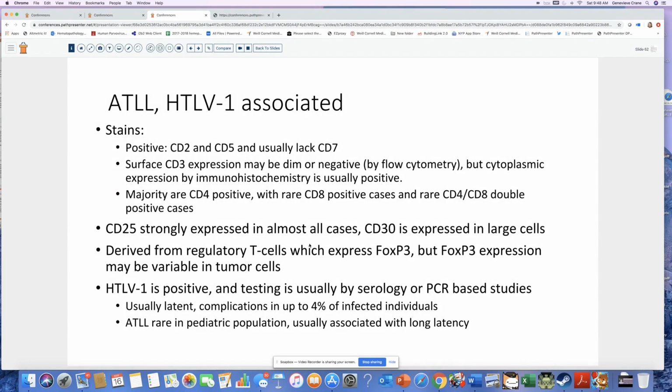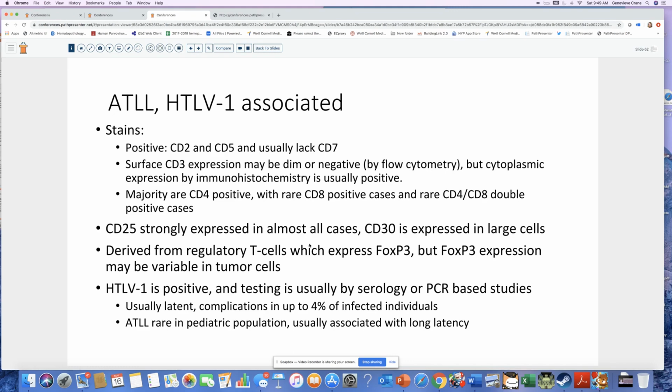So it is a T-cell lymphoma. It typically stains positive for T-cell markers such as CD2 and CD5. They typically lack CD7. Surface CD3 may be dim or negative, but cytoplasmic expression is typically seen by immunohistochemistry. The majority of cases are CD4 positive. Rare CD8 cases are described, as well as CD4, CD8 double positive cases. This patient actually did have a subset of CD4, CD8 double positive cells. CD25 is a good characteristic marker, although it's also an activation marker that can be expressed in a variety of T-cell lymphomas. CD30 is typically expressed in the large cells.